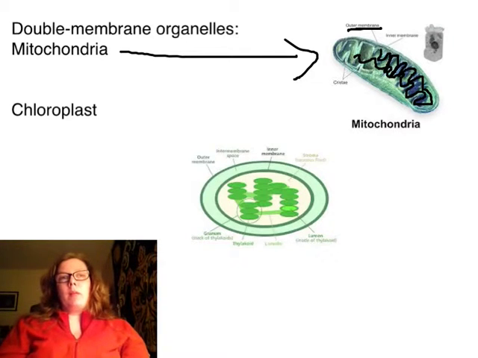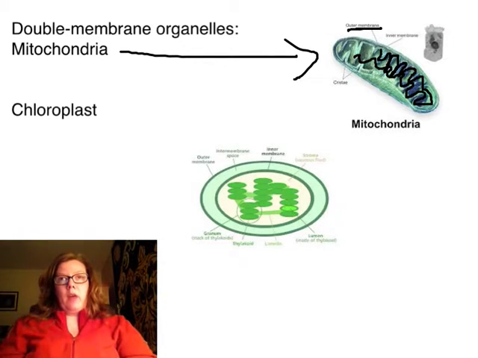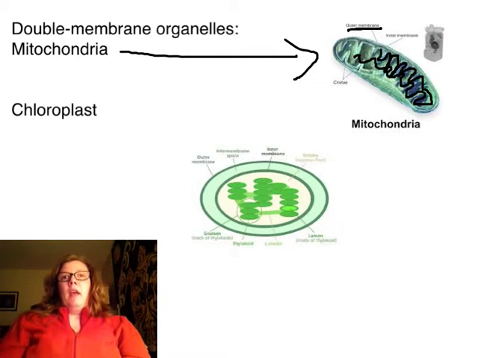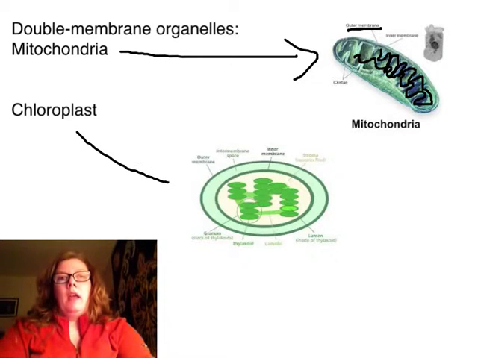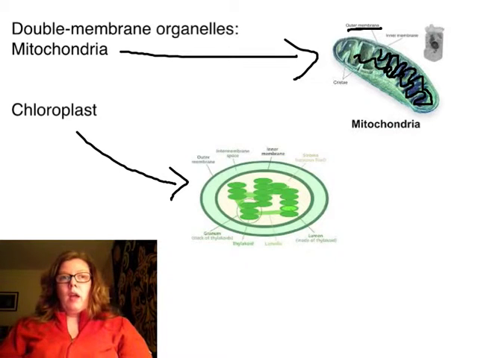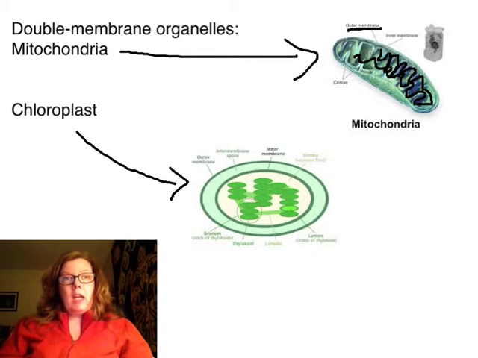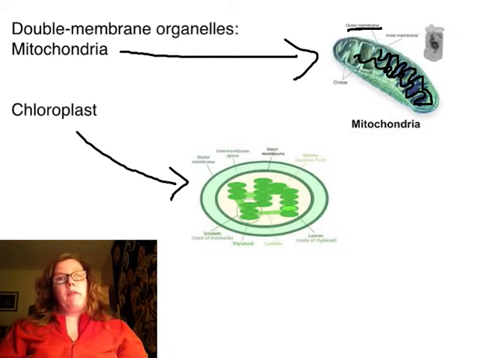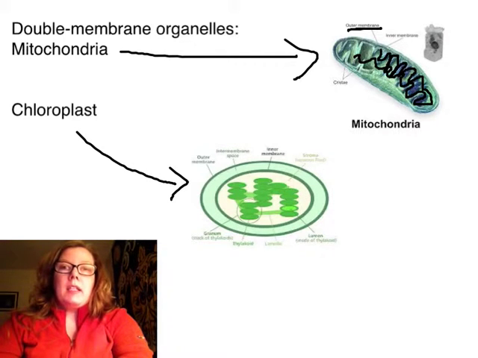So you've got two membranes, one kind of smooth outer membrane, and then a big foldy-uppy membrane on the inside. And of course, this is the organelle that's responsible for generating the cell's energy in the form of ATP. Then you've got the chloroplast. And the chloroplast is a plant-only organelle that is responsible for photosynthesis, so it's going to contain chlorophyll.